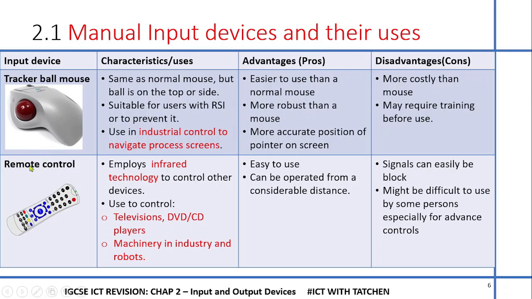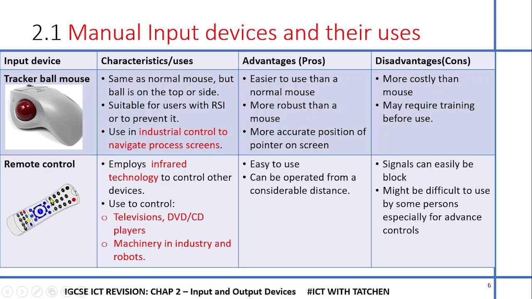Now, the next manual input device is the remote control, which I believe we are all familiar with. Basically, it employs infrared technology. So, what you see here, this green thing, there's a bulb usually in front here, which is the emitter, and then the TV or whatever device you want to control has a receiver.